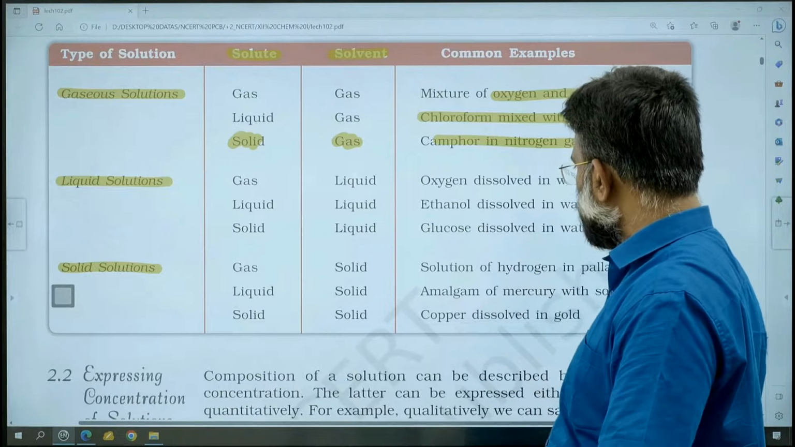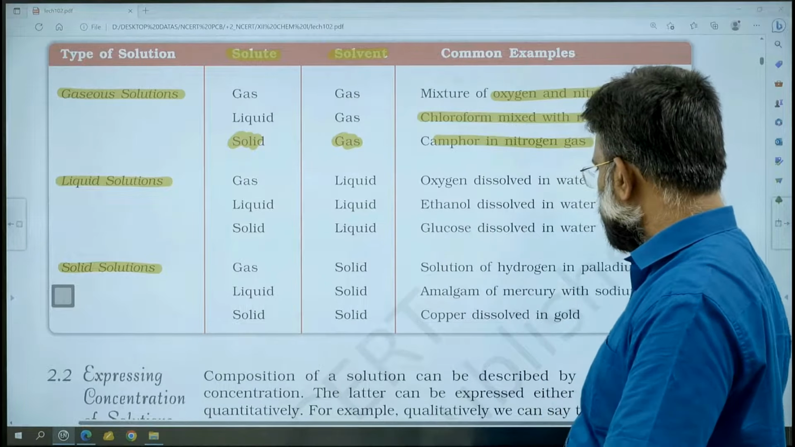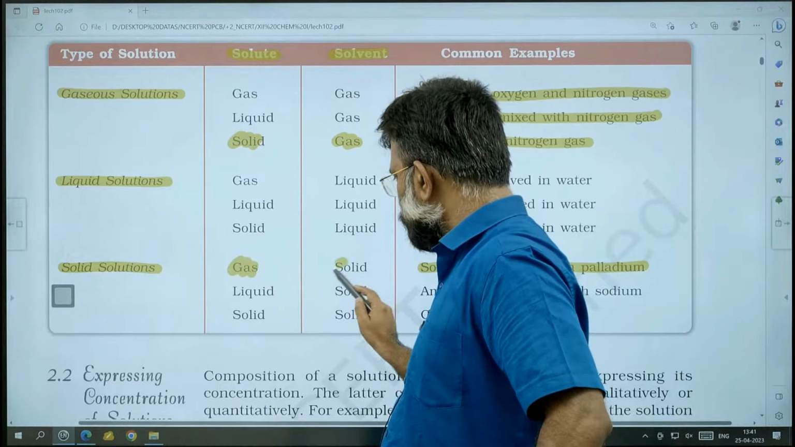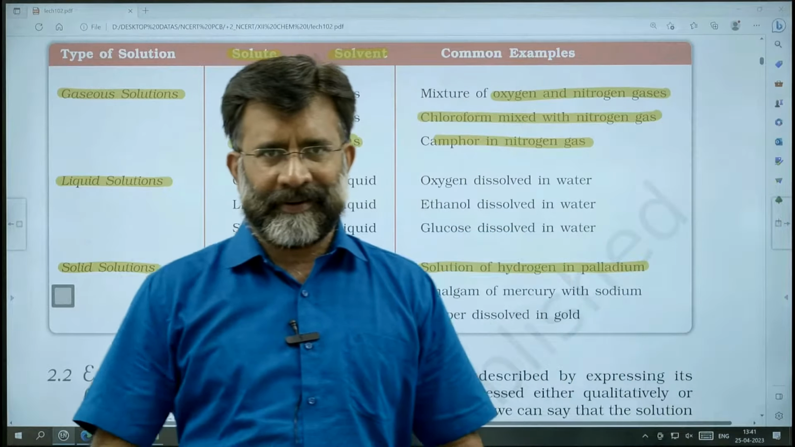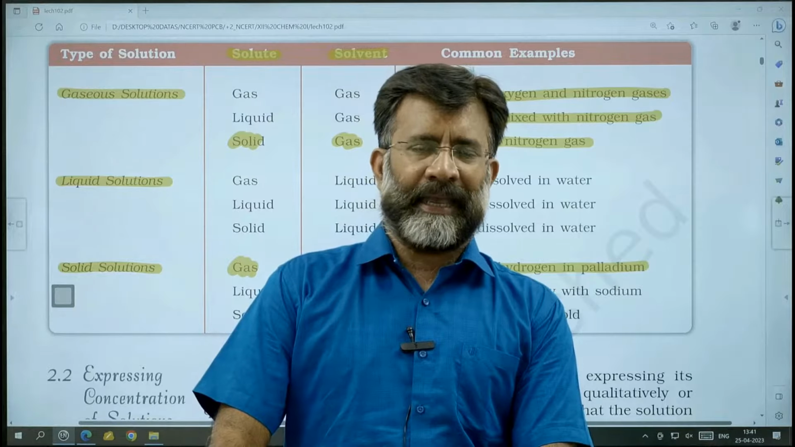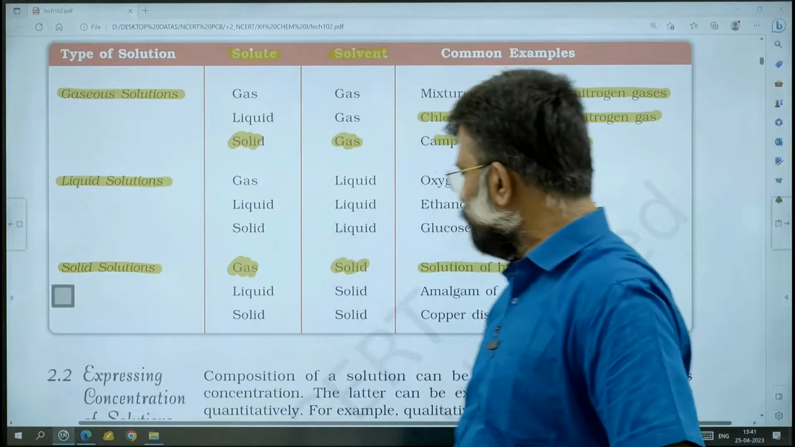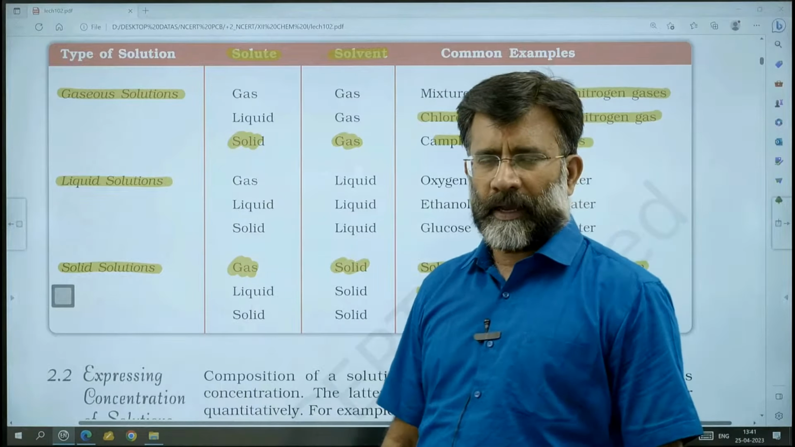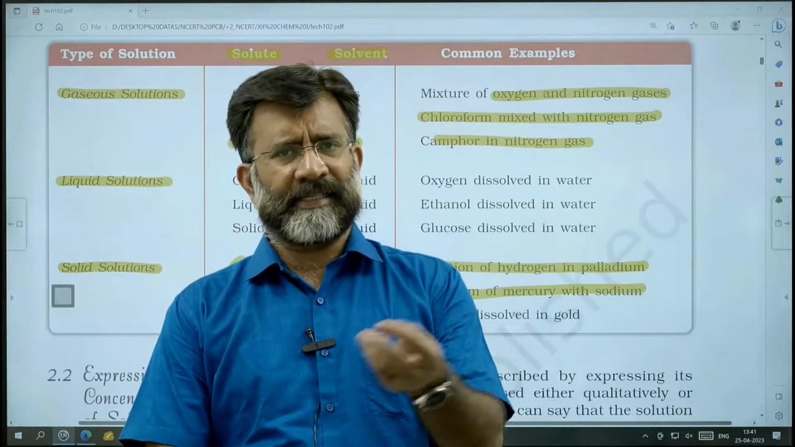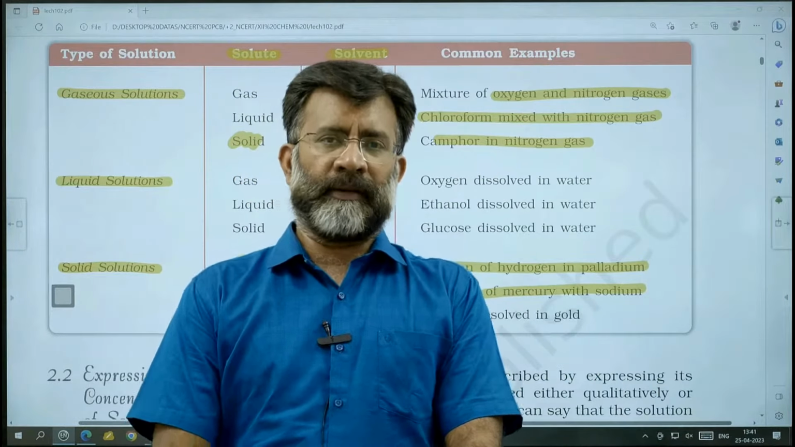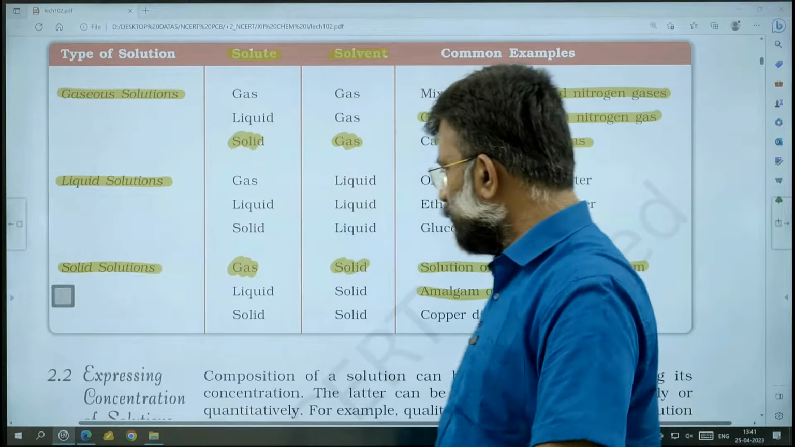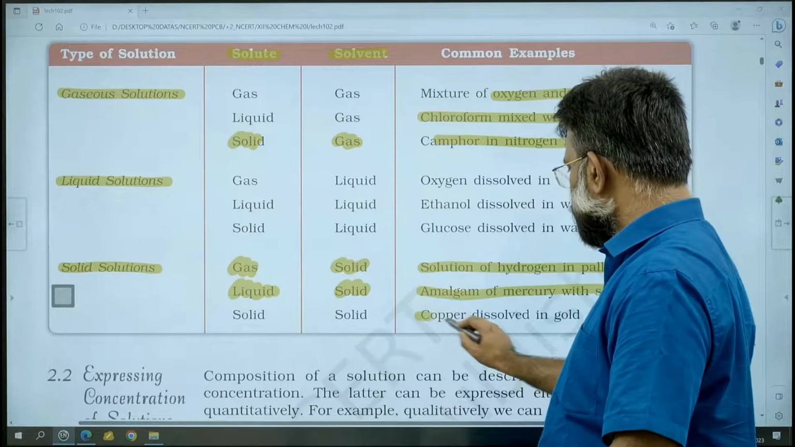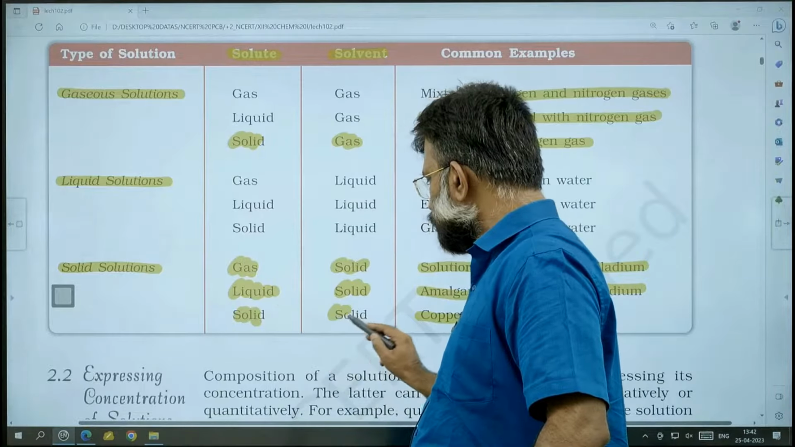Oxygen dissolved in water, ethanol in water, glucose in water. Solution of hydrogen in palladium, which is explaining the catalytic activity of certain elements like palladium, nickel, etc. Amalgam of mercury. Various metals except a few can dissolve in mercury. We call them amalgams. Amalgams fall under the category liquid dissolved in solid. And various alloys stand for solid in solid.